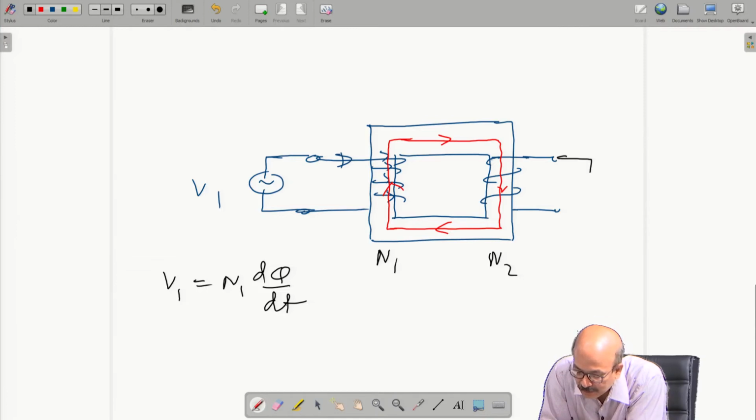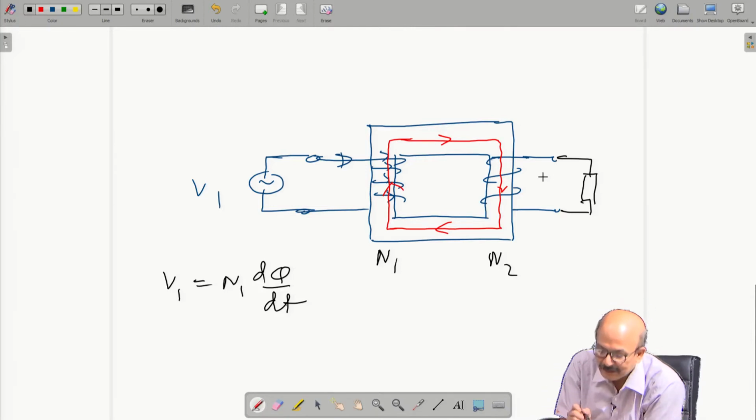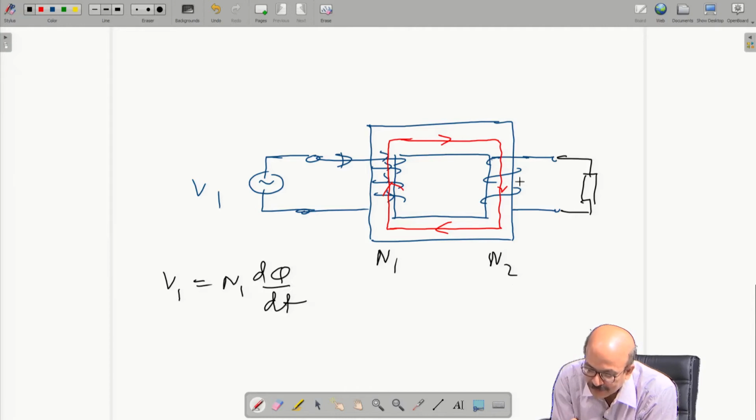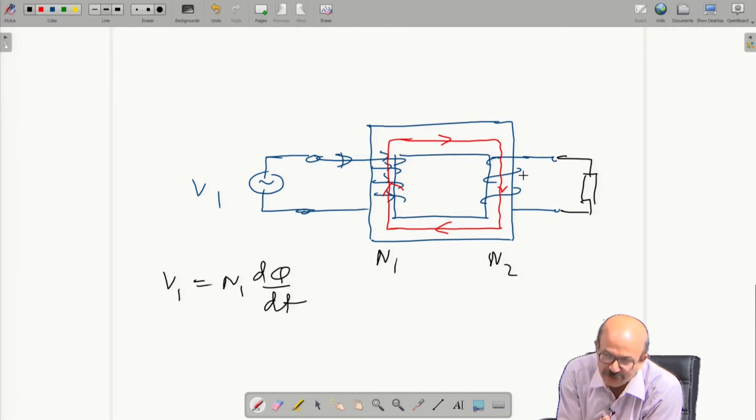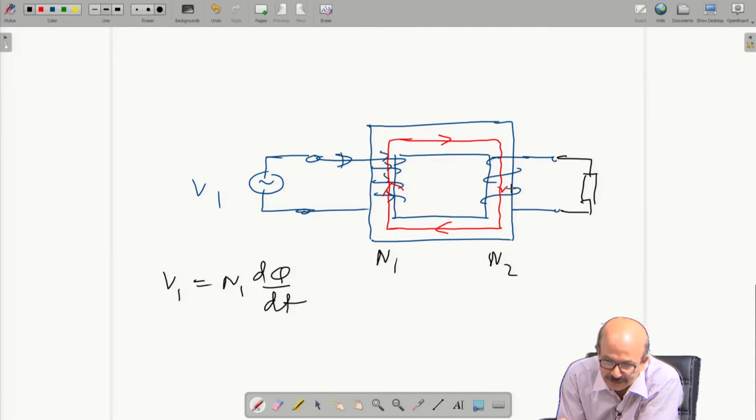When we connect a load across the secondary, because you have some voltage E2 here, current will flow. Which direction will the current be flowing? Whenever current flows through N2, this will produce an MMF, and that MMF must oppose the initial MMF. Some flux will be produced, and this flux must oppose the original flux. That is Lenz's law.